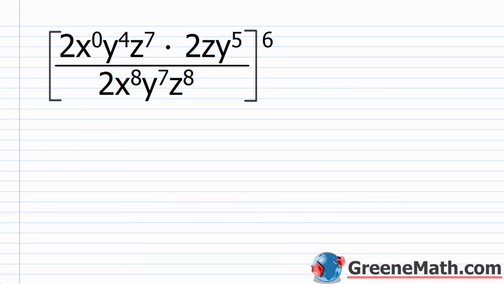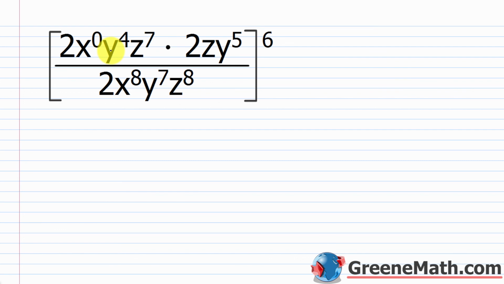All right, so for the last example, we have 2x to the power of 0, y to the 4th, z to the 7th, times 2zy to the 5th, over 2x to the 8th power, y to the 7th, z to the 8th. Everything's inside of brackets and raised to the 6th power. So that means that every item inside here is raised to the 6th power. So 2 is raised to the 6th power, x to the power of 0 is raised to the 6th power, y to the 4th is raised to the 6th power, so on and so forth.